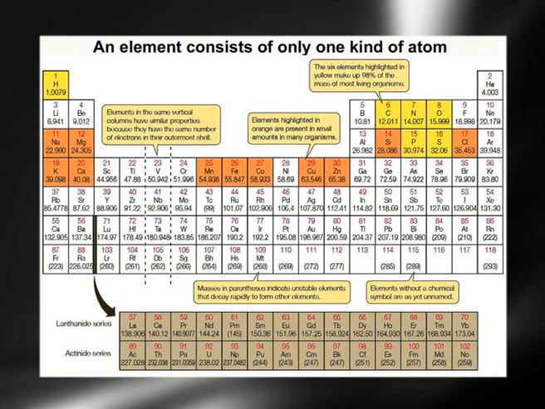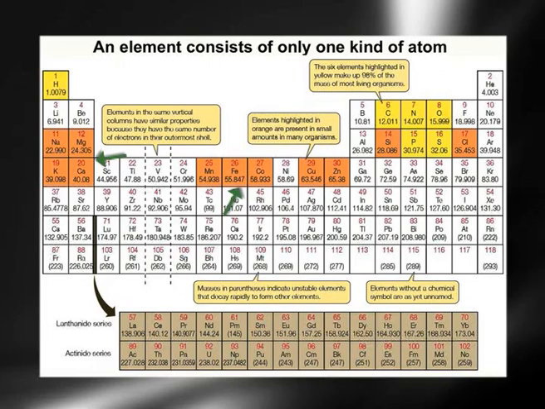Now, in this picture, you can see that some elements have been highlighted with yellow. These are the 6 elements: hydrogen, carbon, nitrogen, oxygen, phosphorus and sulfur. They are biologically the most abundant. Almost 98% of any living cell is composed of these elements. The other elements highlighted in orange are also biologically important, but they are not as abundant as the other 6 elements.